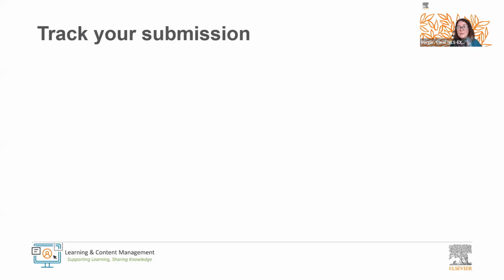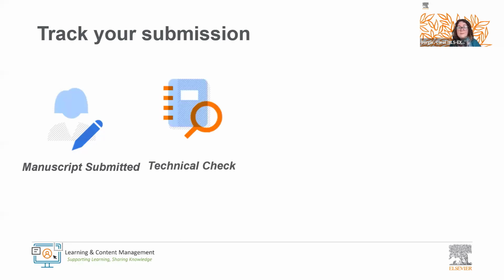Okay, so now we're going to move back here to talk about how you can track your submission within Editorial Manager. When you've finished writing your paper and you've submitted it to the journal, the system will show the status of the manuscript as manuscript submitted. Then, based on the workflow of the journal, the editorial office or the editor will perform a technical check on your manuscript. They check it for various things like word count, format, figure quality, and so on.